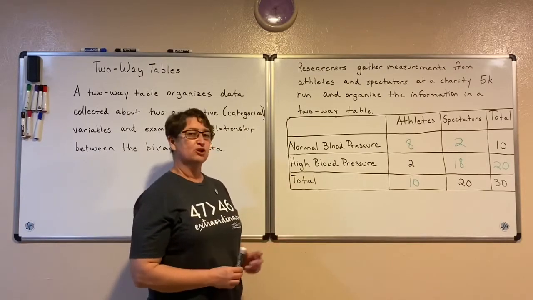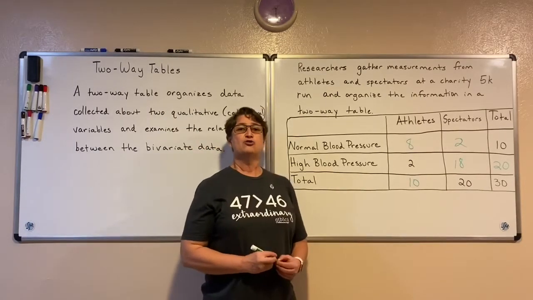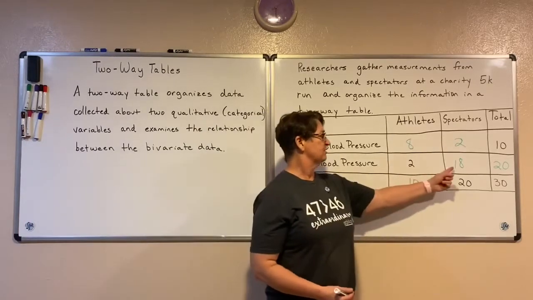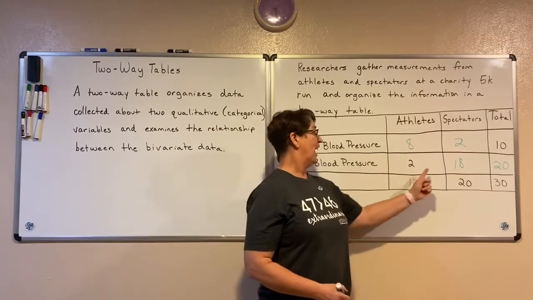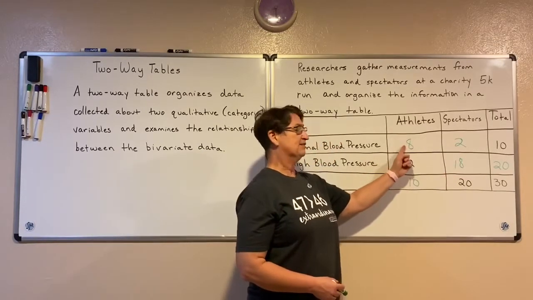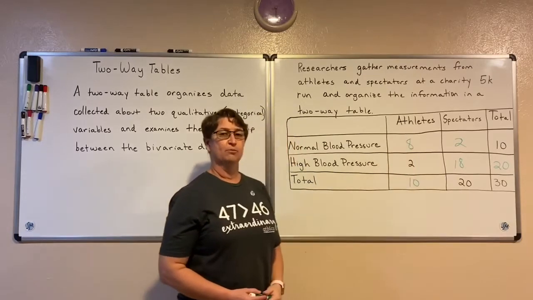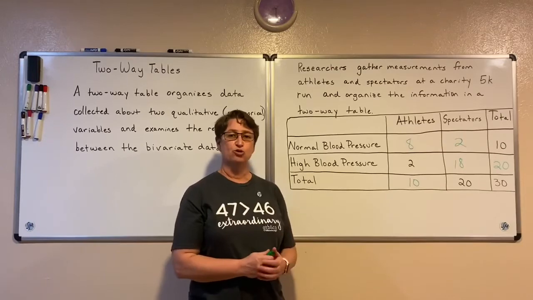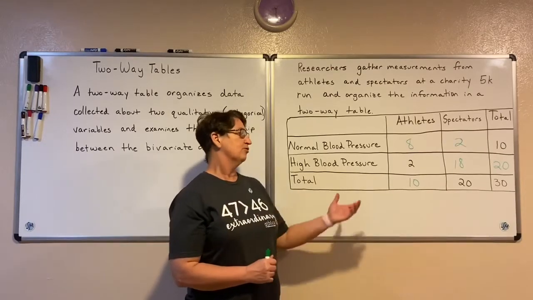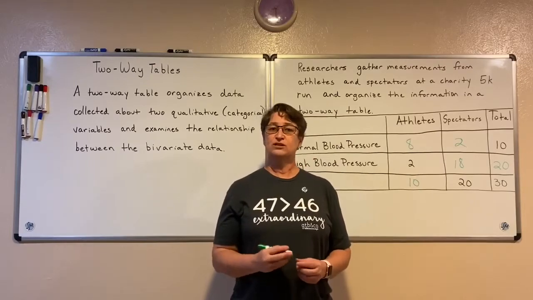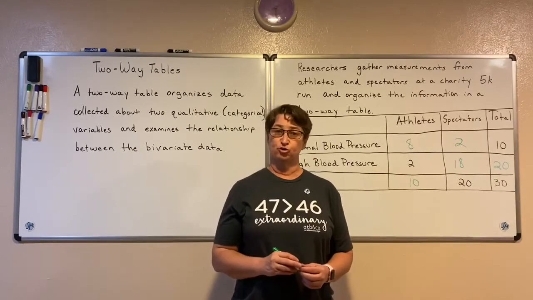Then I can begin to look at the two-way table and notice certain relationships. For instance, more of the people with high blood pressure were spectators, whereas my athletes had more normal blood pressure. So that's how we compare the relationship between those two variables. So there's an example of a two-way table. In our next video, we'll continue to look at some examples of two-way tables.